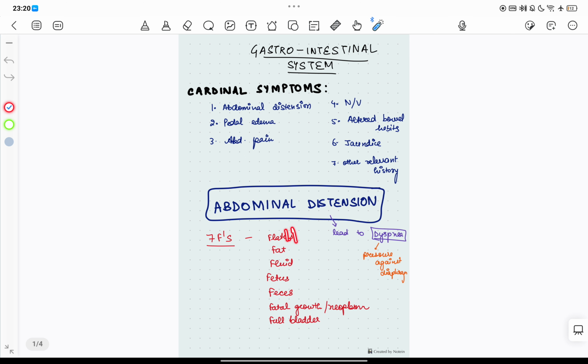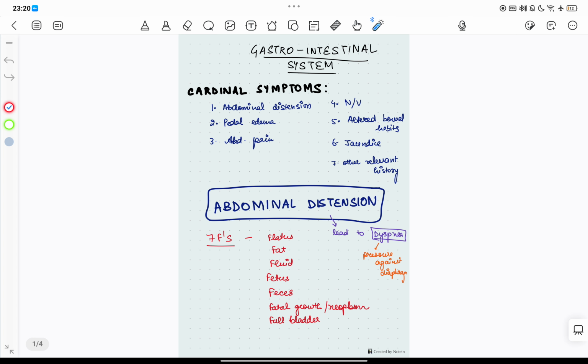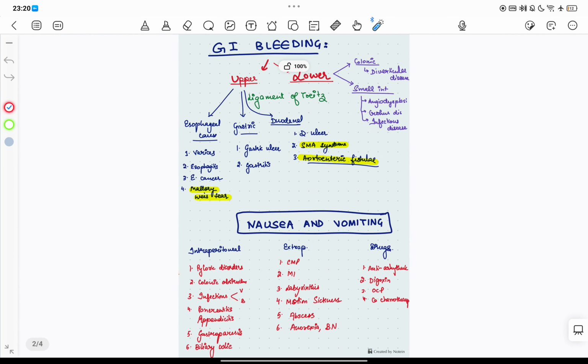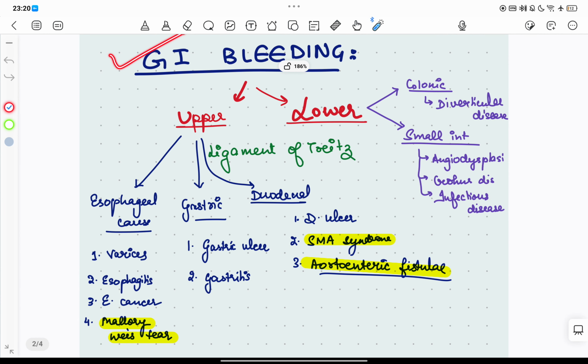Sometimes this abdominal distension pushes the diaphragm, which will not allow the lungs to breathe properly, and dyspnea can occur. Okay, so now we go to the next symptom, that is GI bleeding.